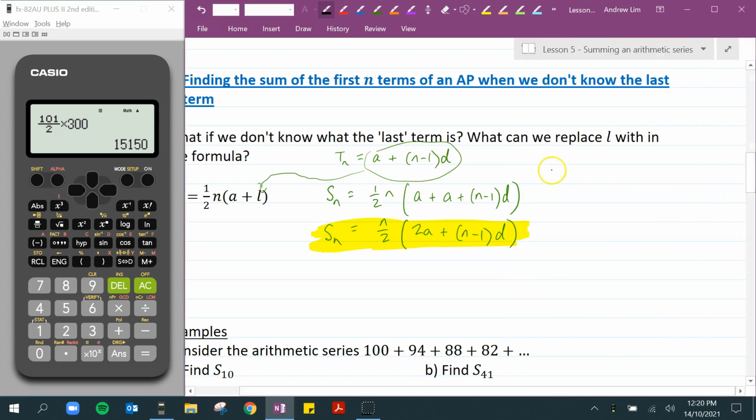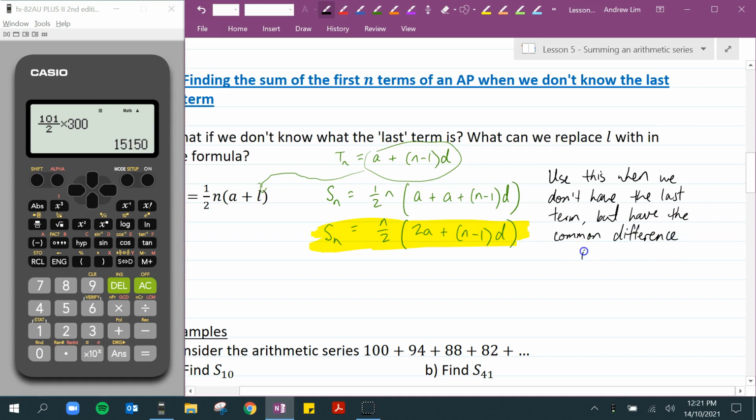We use this when we don't have the last term, but have the common difference instead.